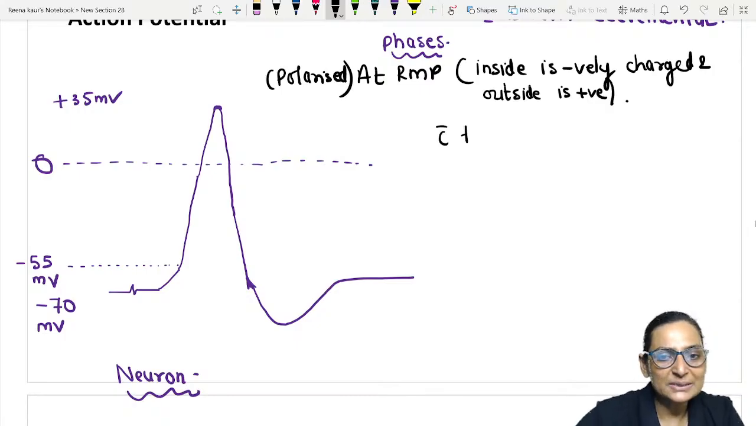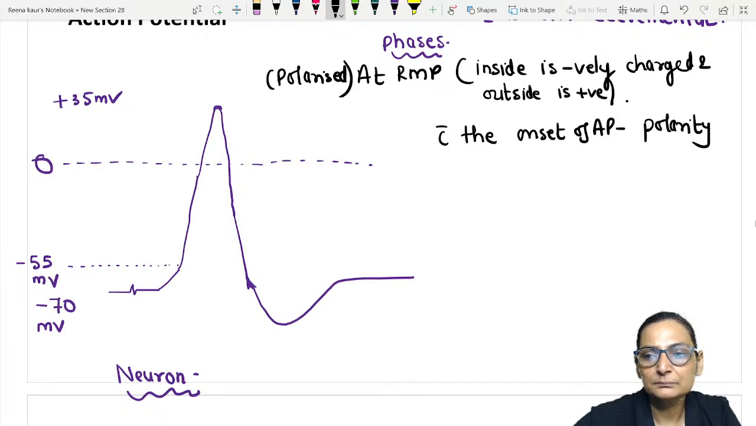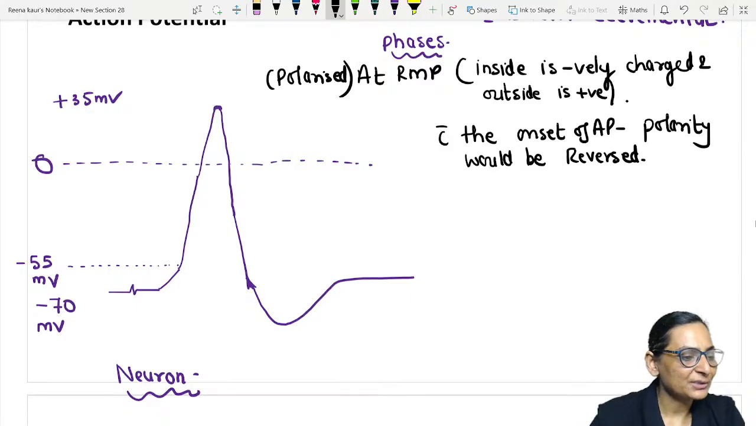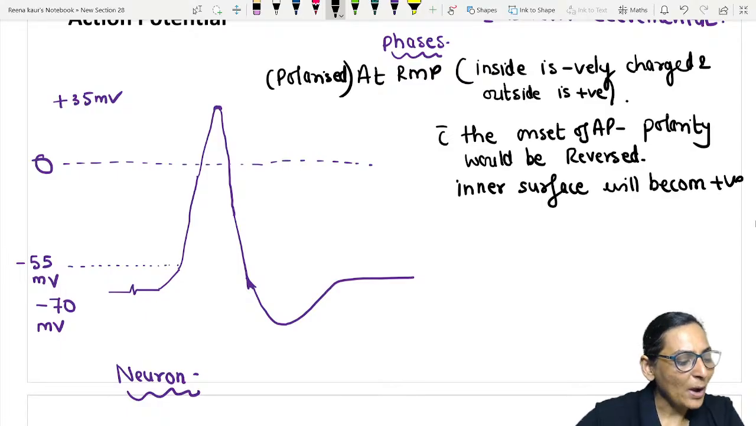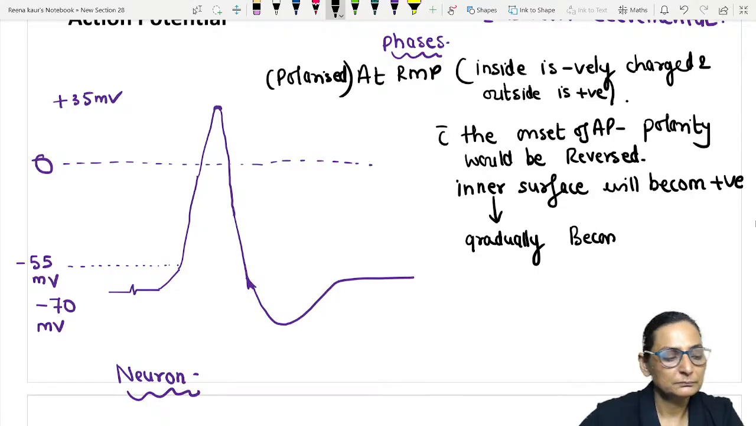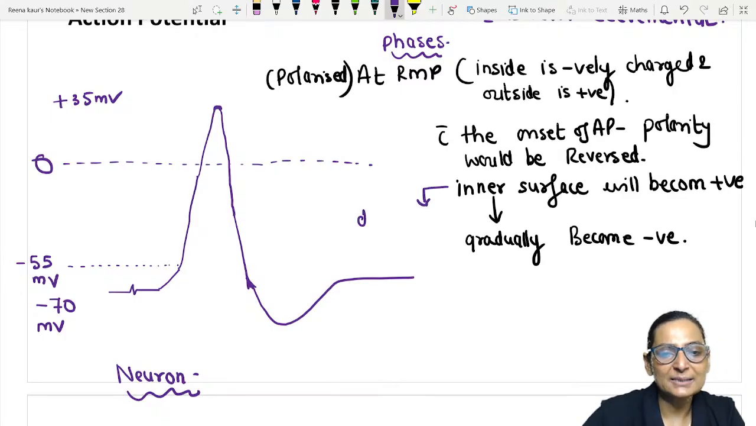Now what happens is that with the onset of action potential, the polarity would be reversed. That means what will happen? The inner surface will become positive. Once the inner surface becomes positive, then later on it will again gradually become negative. Once the inner surface becomes positive, ऊपर जा रहा है, this stage is called depolarization.